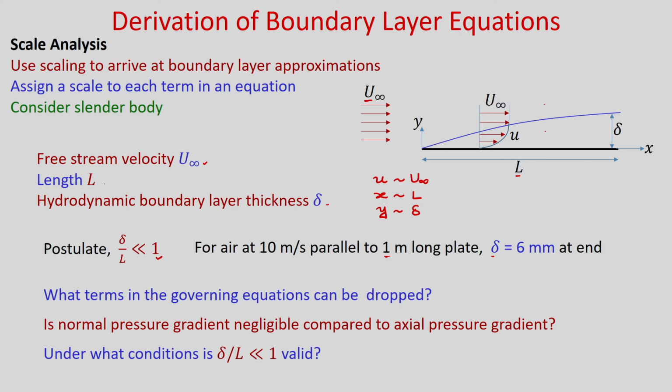So, now we will answer the following questions: what terms in the governing equations can be dropped, and is normal pressure gradient negligible compared to axial pressure gradient, and under what conditions is delta by L much less than 1 valid. So, obviously we can see that when we have delta by L much less than 1, we can drop some terms from the Navier-Stokes equations.